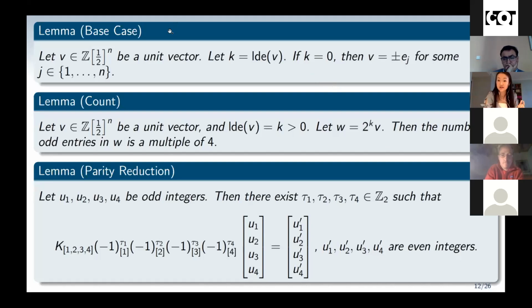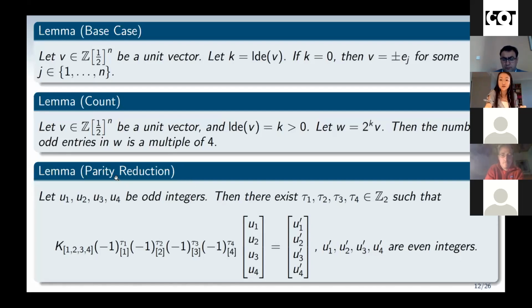Since we know that the vector has unit norm, by direct computation, we can show that it is a basis vector up to the sign. Now, consider a unit vector when it has positive LDE. Then we can show by direct computation that in the integral part of this dyadic fraction vector, the odd entries occur in quadruple. But how could that help us?